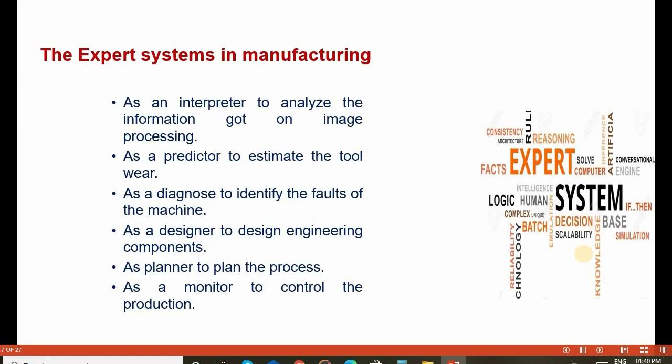Expert systems in manufacturing act as an interpreter to analyze the information obtained through image processing, interpret it, and provide the proper solutions. They are used to predict and estimate tool wear, so the time required for tool wear can be estimated by the knowledge-based expert system.